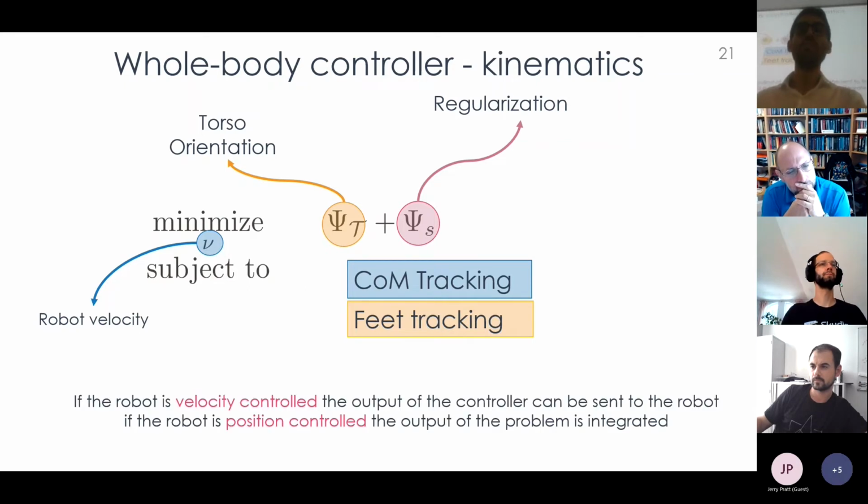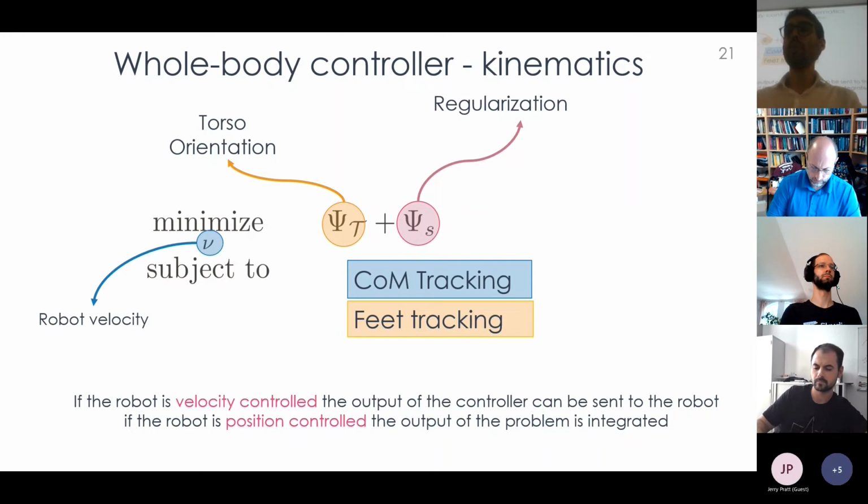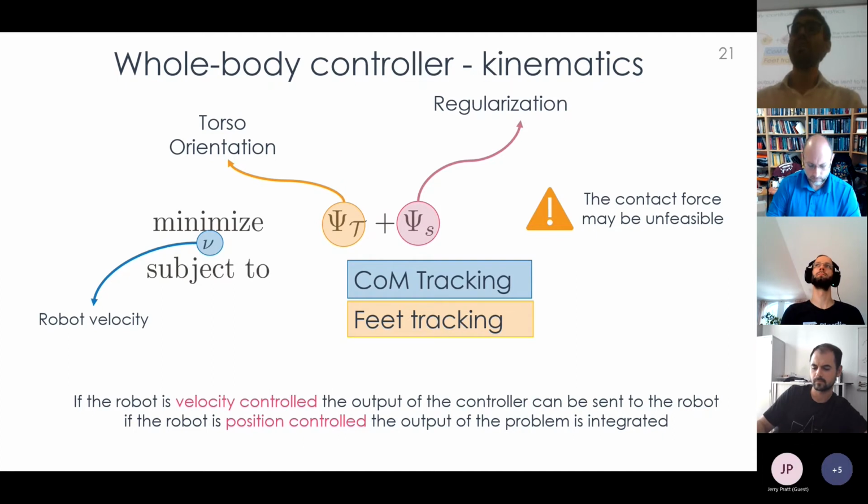Okay, so if the robot is velocity controlled, the output of this controller can be directly sent to the robot. Otherwise, if the robot admits only position control, the output of this problem can be integrated and then sent to the robot. This control strategy has a problem. The main problem is the fact that we don't consider the forces. So actually, the contact branches can be unfeasible.